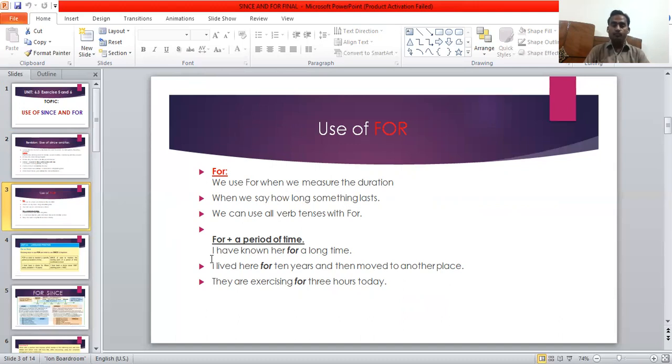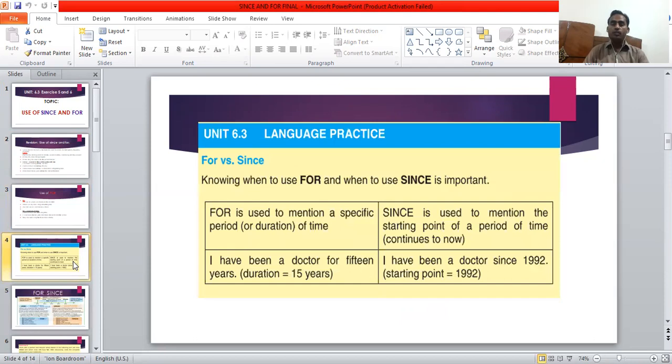For example, I have known her for a long time. A long time is a period that we know, so we use for. I have lived here for 10 years. 10 years is countable. We know the start and end, so we use for 10 years, and then move to another place. They are exercising for 3 hours today. 3 hours we know, and we know when it starts or ends, so we use for. So if we sum up, we can find the differences. Knowing when to use for and since is important.